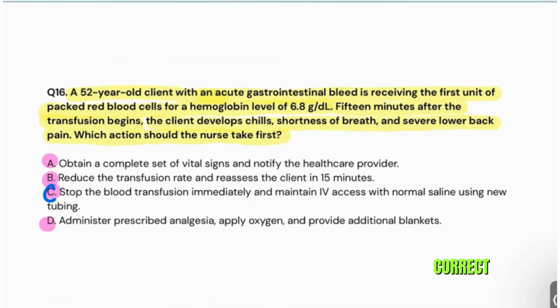So definitely the correct answer is letter C, right? Chills, dyspnea, and severe back pain suggest an acute transfusion reaction. Stop the blood immediately. Letter A is not correct. Vital signs and notification follow after stopping the blood. B is also not correct. Do not merely slow a suspected reaction. And letter D is also not correct because symptom treatment does not remove the cause. Let's go to the next question.